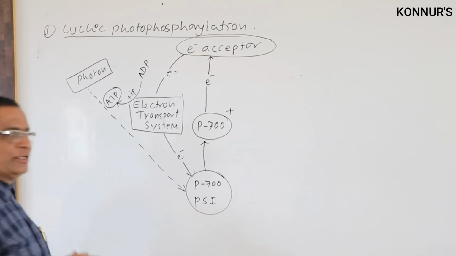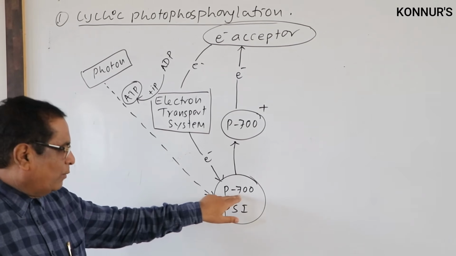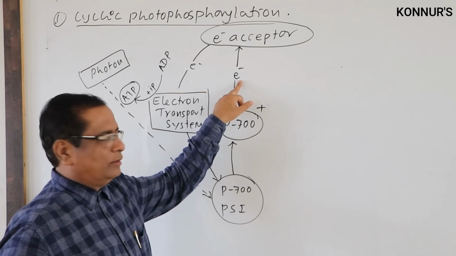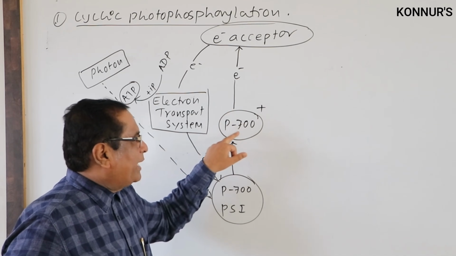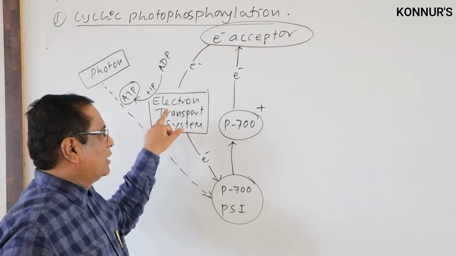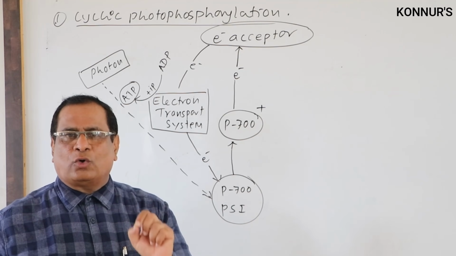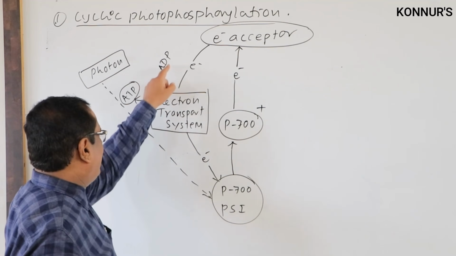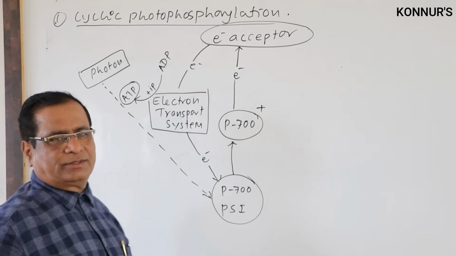Cyclic photophosphorylation is one where, when photons fall on the chlorophyll molecule, it goes to a higher level, loses an electron, and becomes excited. The ejected electron from the excited chlorophyll molecule passes through many electron acceptors, but it comes back to its own chlorophyll molecule. On the way, there is a formation of ATP from ADP and inorganic phosphate.